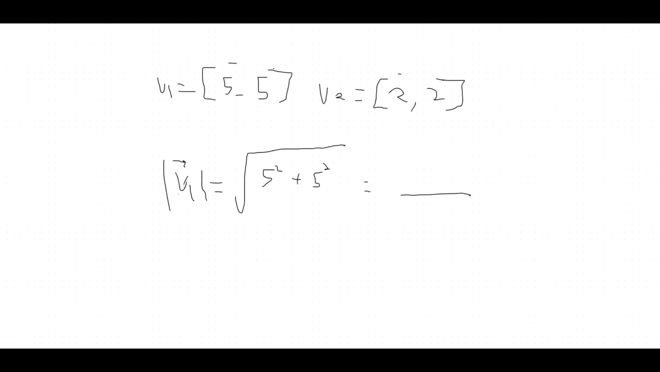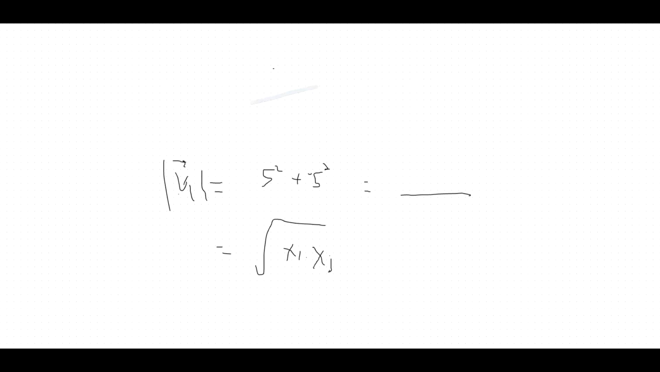This is very easy. The formula for this is usually given as the square root of xi multiplied by xj, whatever the terms are here, xi, xj, xk, and so on. And this is the square root of this. So 5 square, 5 square. So this is how you calculate the length.